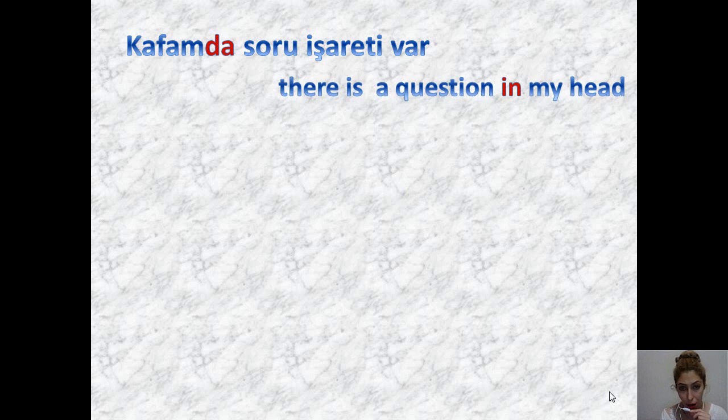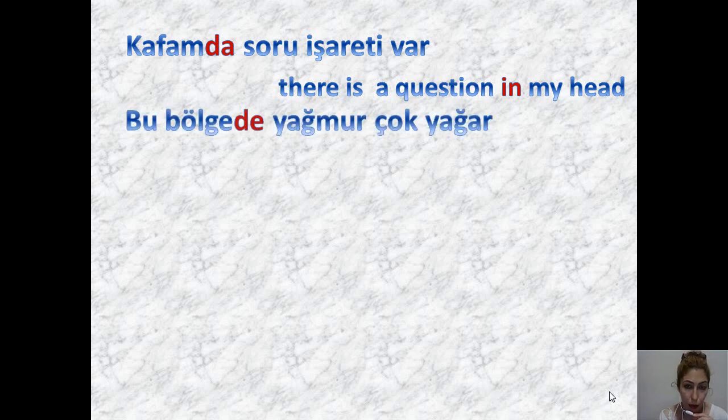Okay, here I'm going to show you some sentences. As an example, we have this one. Kafamda soru işareti var. There is a question in my head. Bu bölgede yağmur çok yağar. It rains a lot in this area.